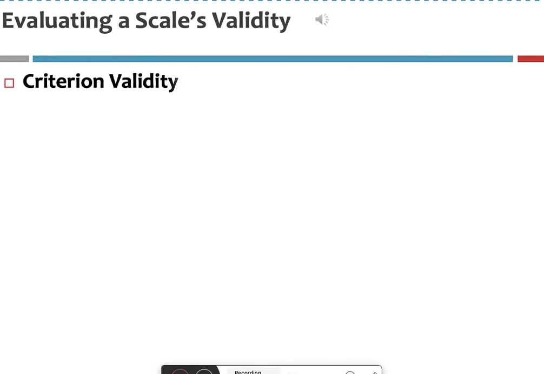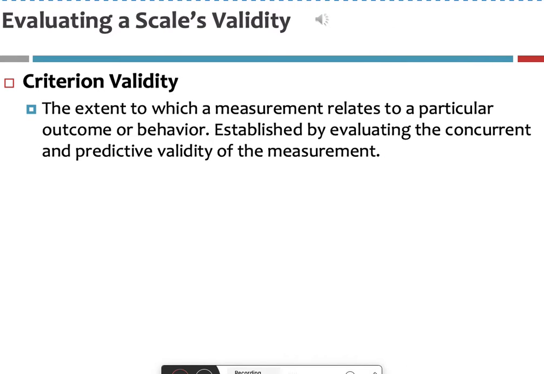Criterion-related validity is another method that we can use to assess the accuracy or the validity of a measure or scale. Criterion-related validity is defined as the extent to which a measurement or scale relates to a particular outcome or behavior. A criterion is an outcome, and when we have criterion-related validity, we're seeing a relationship between the construct we are measuring and some type of outcome. As an IO psychologist, naturally, I will default to an IO psychology example here.